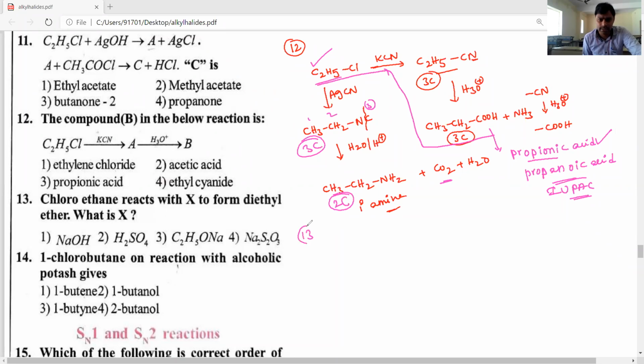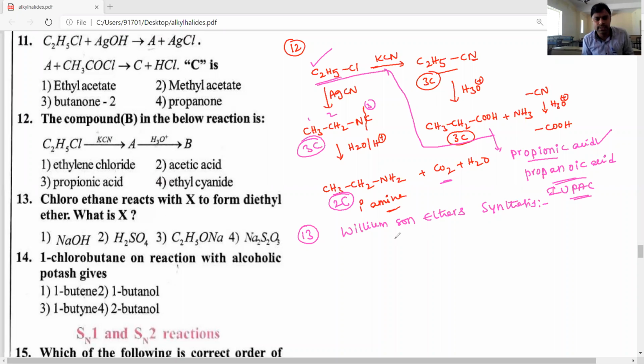Let's see that 13th question. Chloroethane reacts with X and forms diethyl ether, they said. So this is nothing but Williamson ether synthesis.